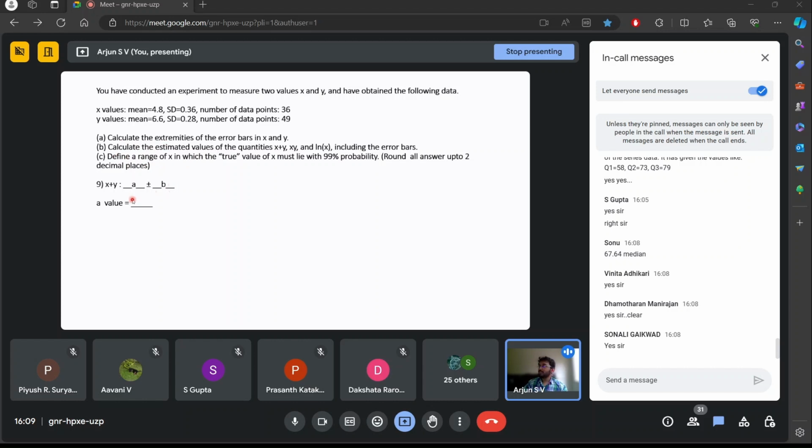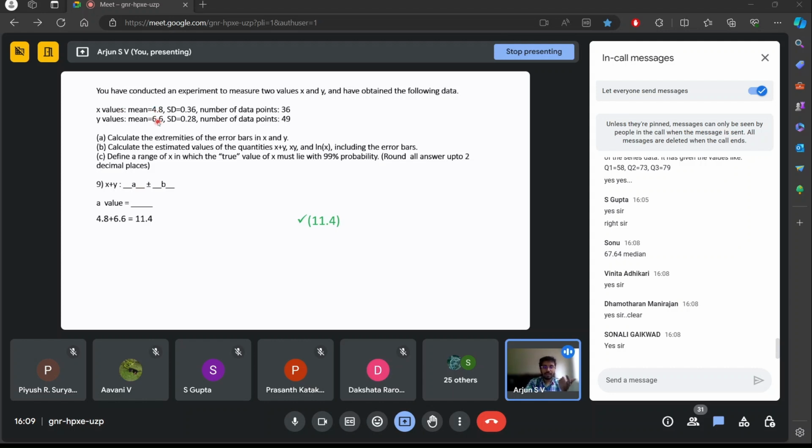The ninth question is basically x plus y. You add x and y. What will be the value, plus or minus the error? For the value, you just add 4.8 plus 6.6. It will give you 11.4. So 11.4 will be the answer for this. I hope everyone is clear.